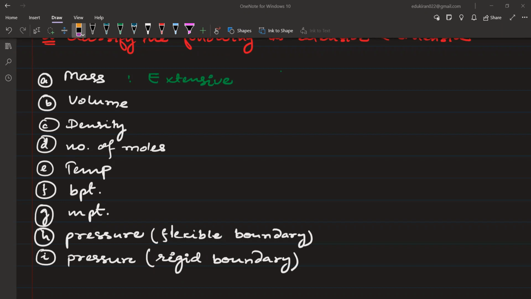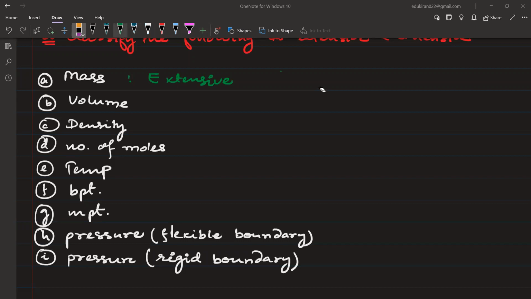So, ABC: mass, extensive; density, intensive; extensive; flexible boundary, extensive. Yeah. Iram, very good. That is correct. Yes. Okay. See here, guys.